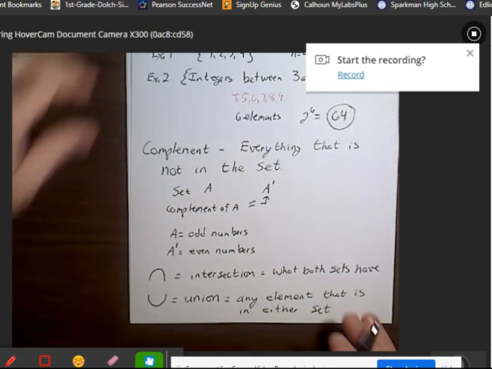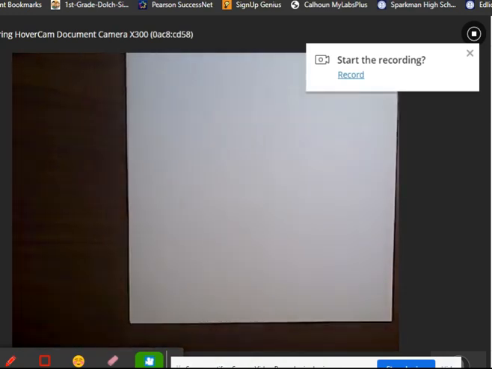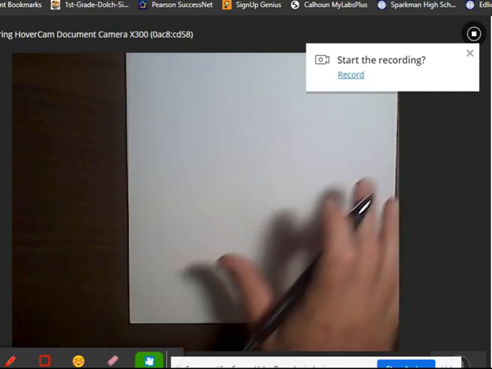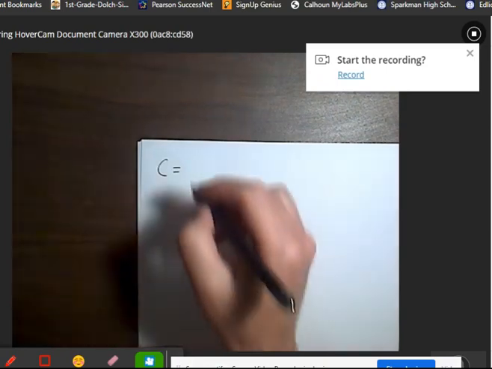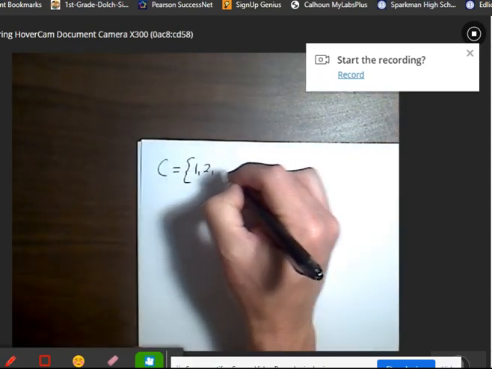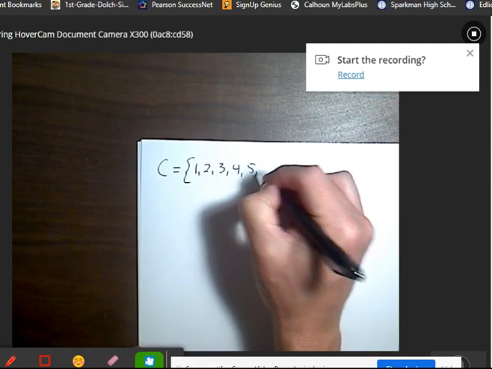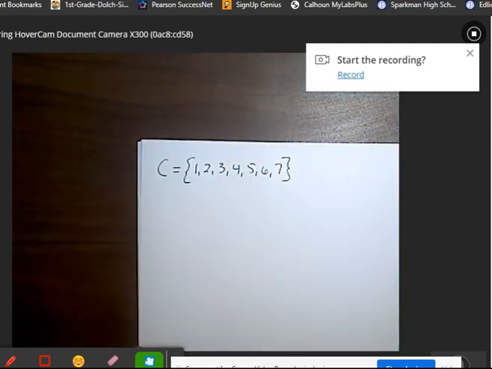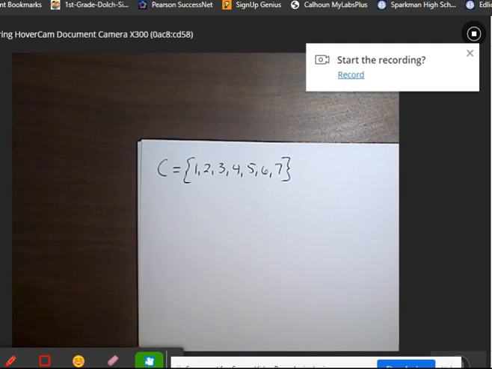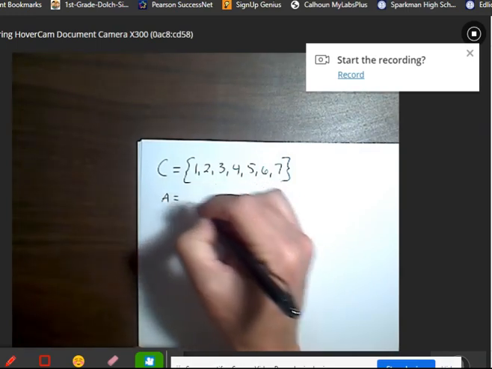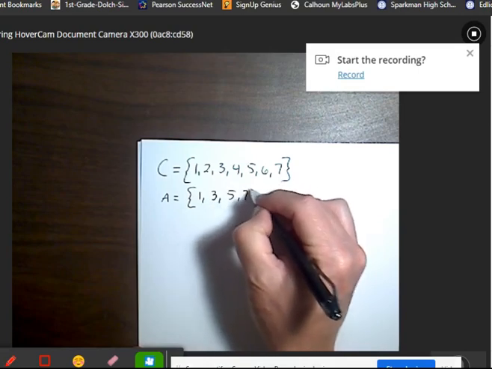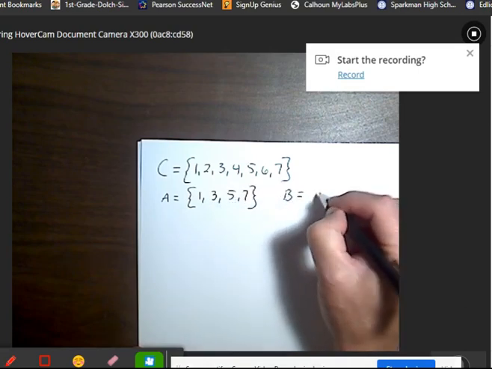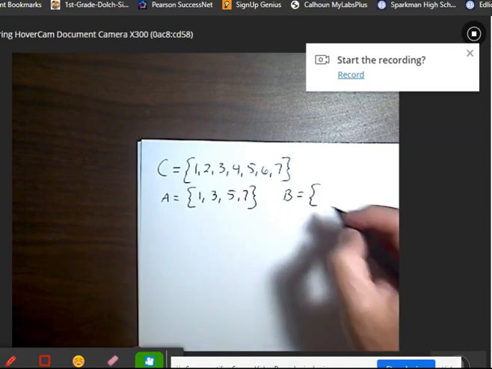All right, so what we're going to do is let's give you just some sets here. So let's say that set C is numbers from 1 through 7. And they may tell you that A is 1, 3, 5, 7, and that B is 3, 4, 6.